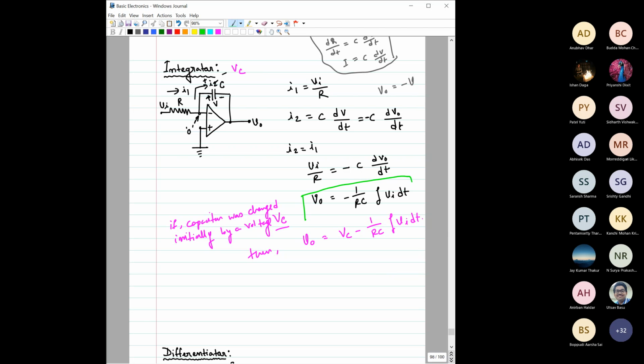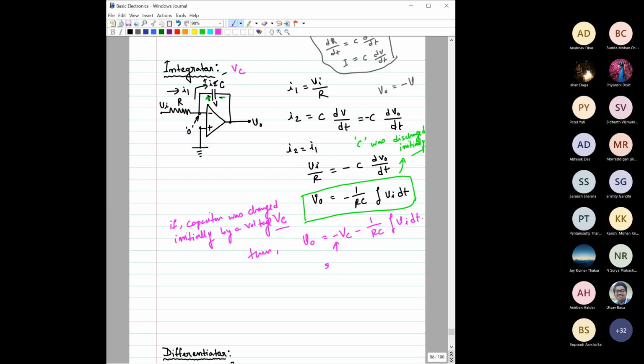And this is the case where C was discharged initially. Fine. Okay, so minus VC here, sir? V naught equal to minus VC. Will it be minus? Okay, right. If I consider the VC polarity to be like this, then it should be minus. Otherwise, if this VC is plus and this is minus, then it would become plus.